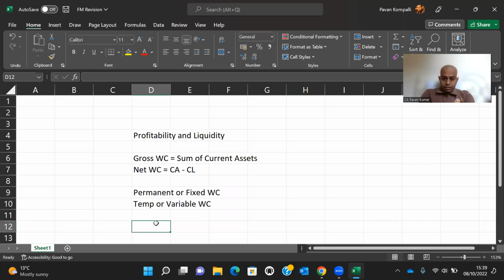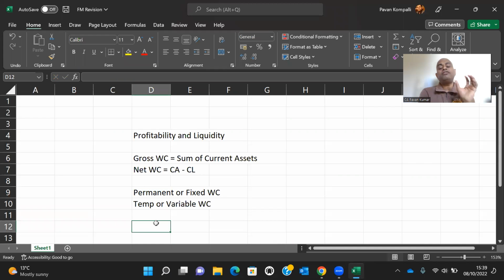Permanent or fixed working capital, temporary or variable working capital. Okay. So what is a fixed working capital? Working capital which is to be maintained at all points of time, throughout the year, throughout the business cycle. You have to maintain that working capital to maintain a minimum level of activity.